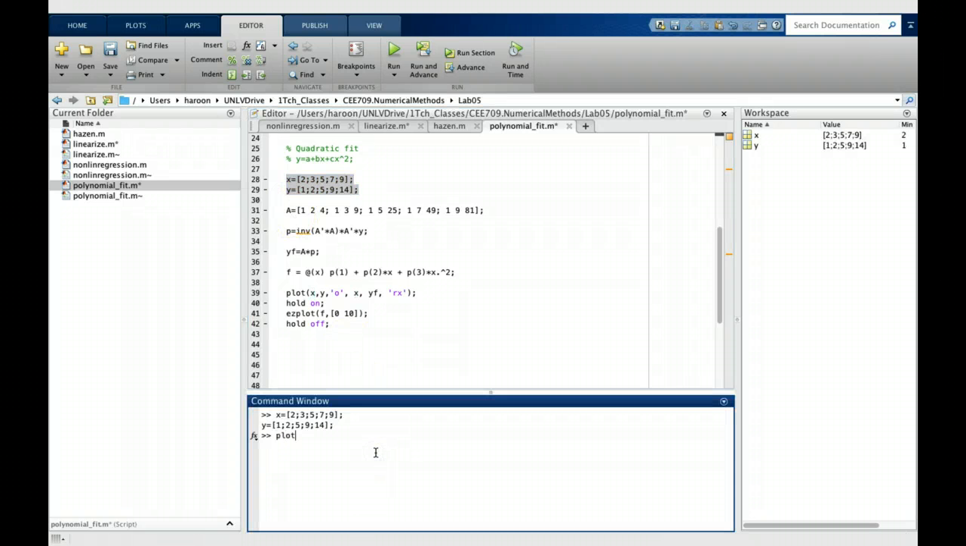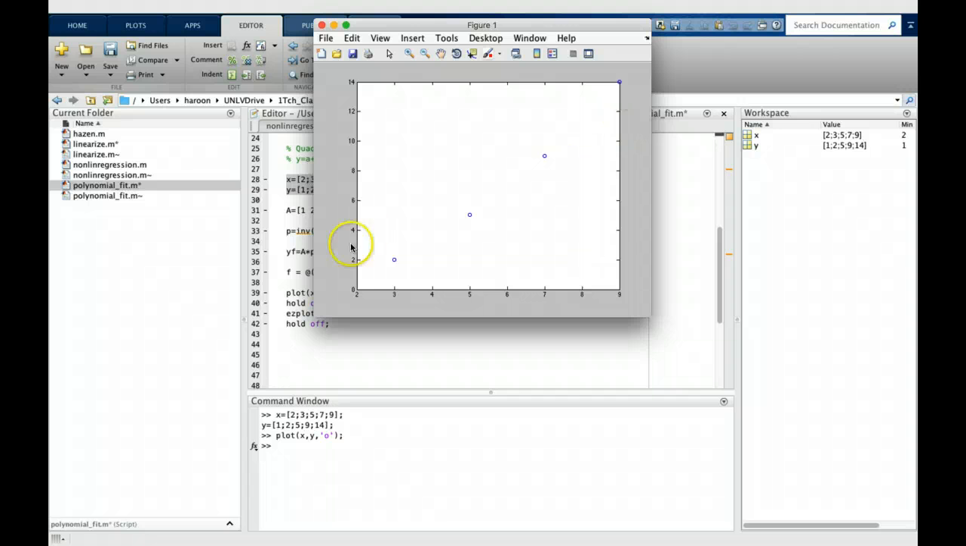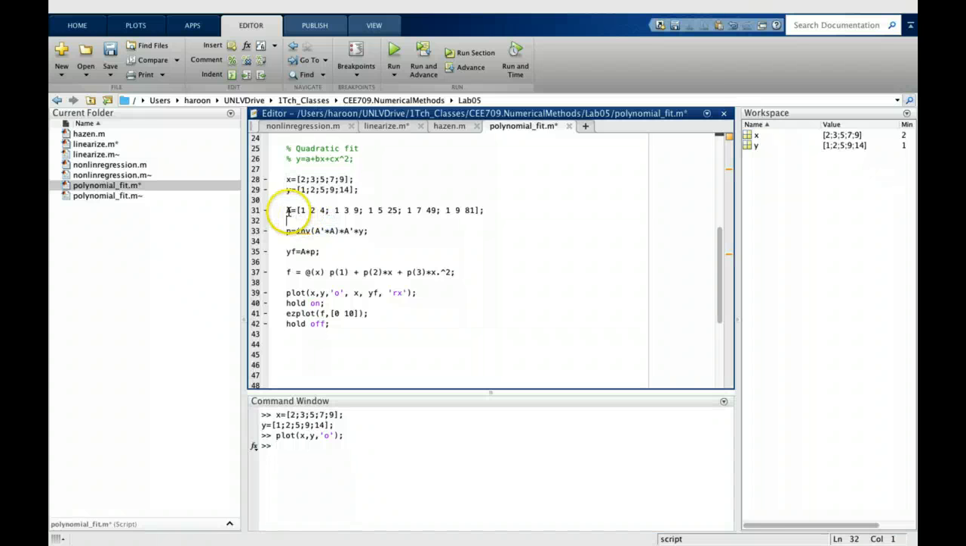and let's plot it as circles. So now previously we passed a straight line, now we want to pass a curve, and in this case also the same idea applies, but now our A matrix has 1, x, and x square in each row. So as you can see, x values are 2, 3, 5, 7, 9. So for the x value of 2, we have 1, 2, and 2 squared. For 3, we have 1, 3, and 3 squared, so on and so forth.